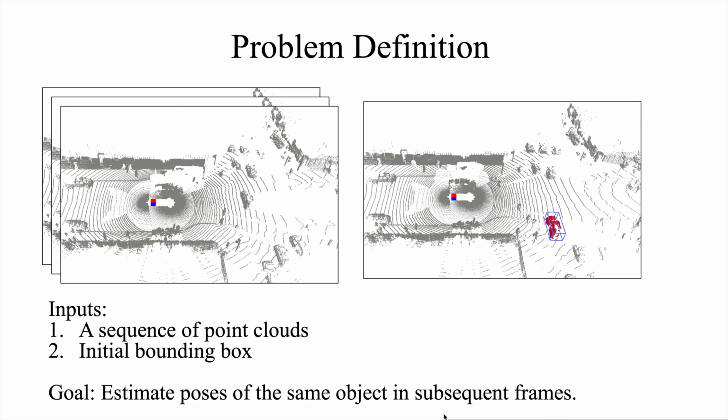Here, we give the definition of the task. The inputs of the task contain two parts. First is a sequence of point clouds, as the left figure shows. The second is the initial bounding ball, the blue one in the right figure. And our goal is to estimate all poses of the same object in subsequent frames.